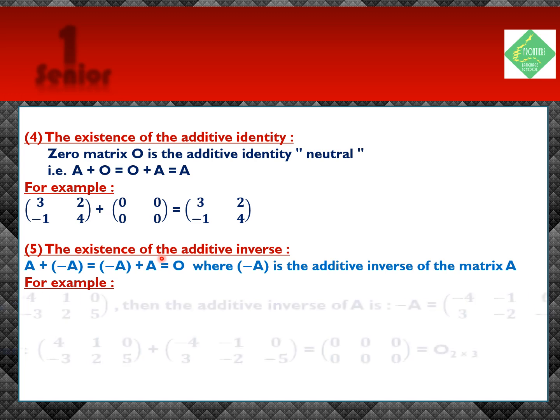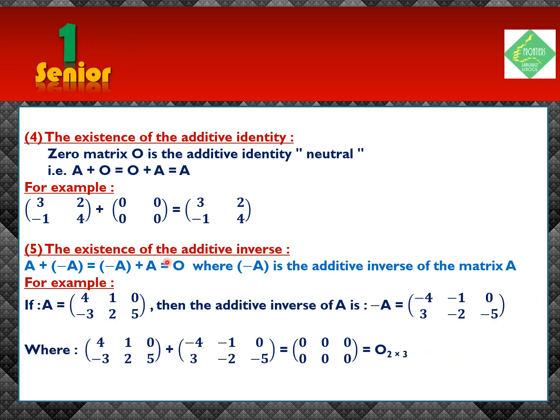Number 5, the existence of the additive inverse. The additive inverse of A is negative A, so if you add A to its additive inverse the result will be 0. For example, the additive inverse of this matrix is having the negative sign. When you add them you will get a matrix of order 2 by 3 and all entries are 0.